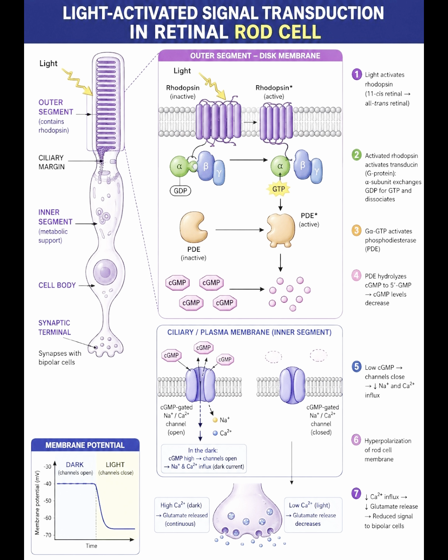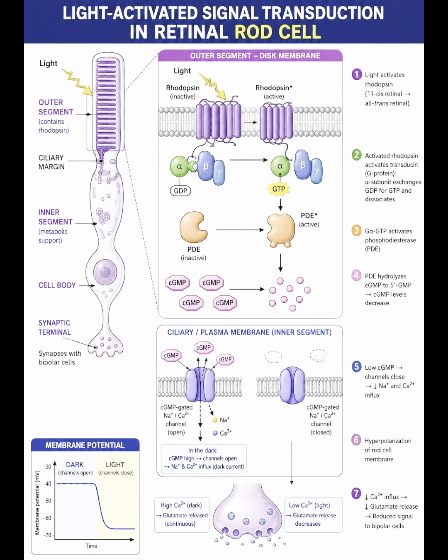Low cGMP level leads to closure of the sodium-calcium channels in the outer segment, blocking sodium and calcium ion entry into the outer segment. This leads to hyperpolarization of the rod cell membrane and generation of a nerve impulse, which is then transmitted to the optic nerve. The membrane is partially depolarized at rest and hyperpolarized on stimulation.